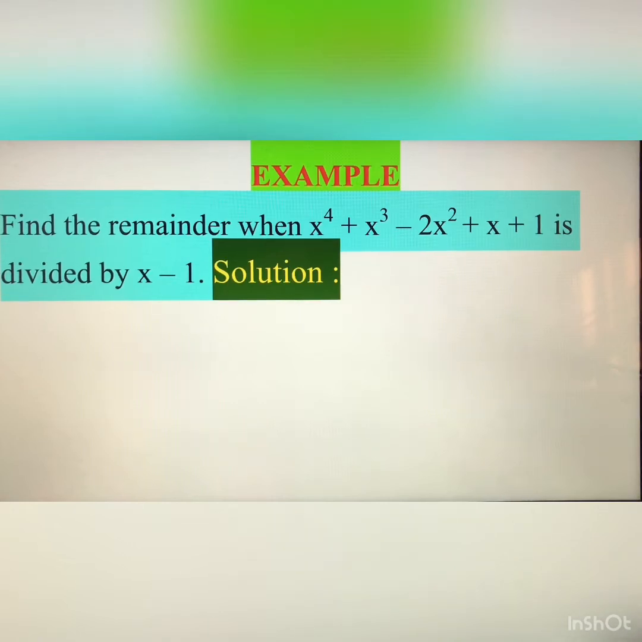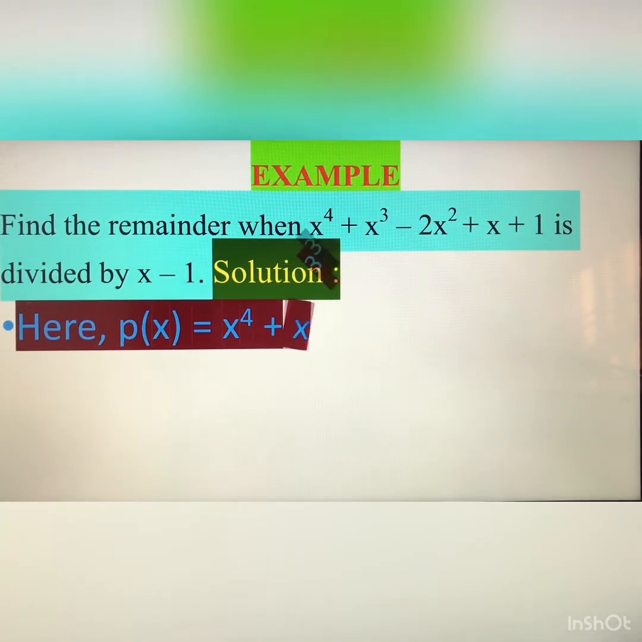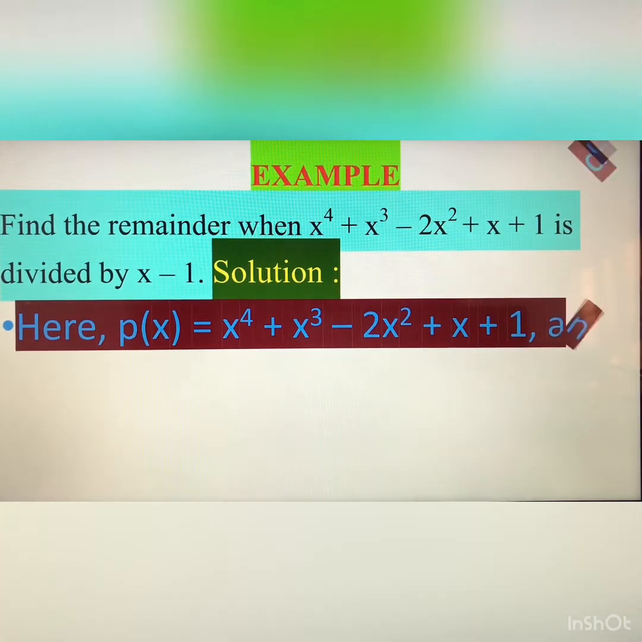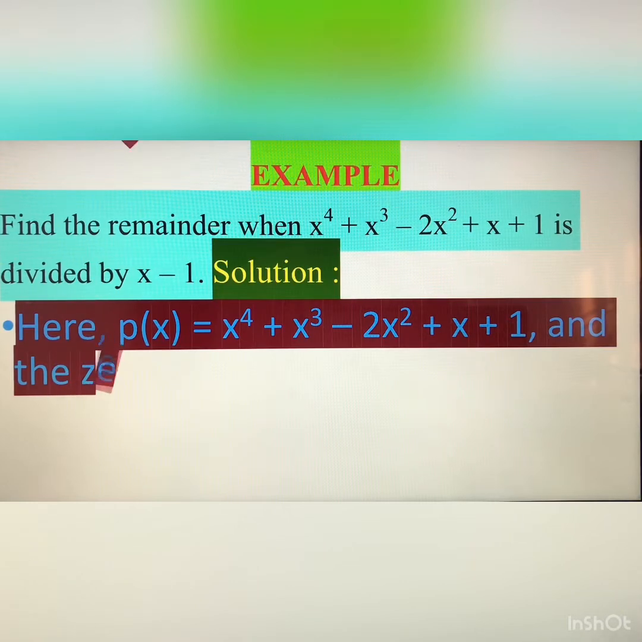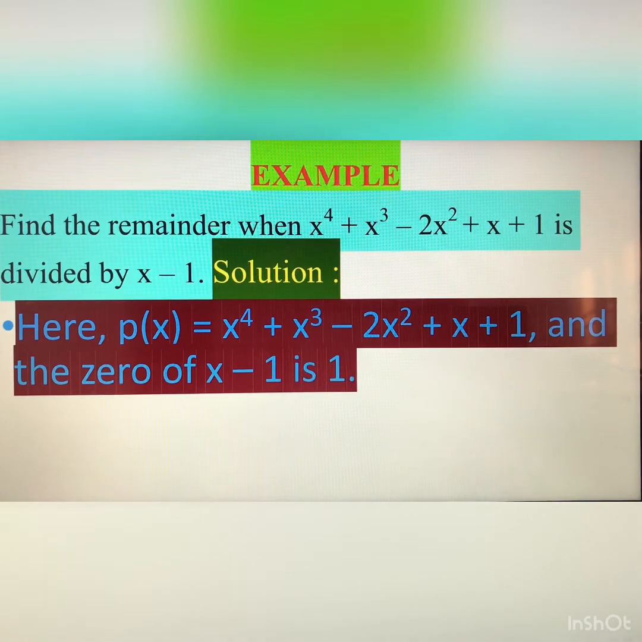So dear, here 1 is the real number. So how can we find the remainder? Let P(x) equal x raised to the power 4 plus x cube minus 2x square plus x plus 1, and the zero of x minus 1 is 1. How can you find the zero? You put x minus 1 equal to 0, then you get x equal to 1 by transposing 1 to the right side. Therefore the zero of this polynomial is 1.